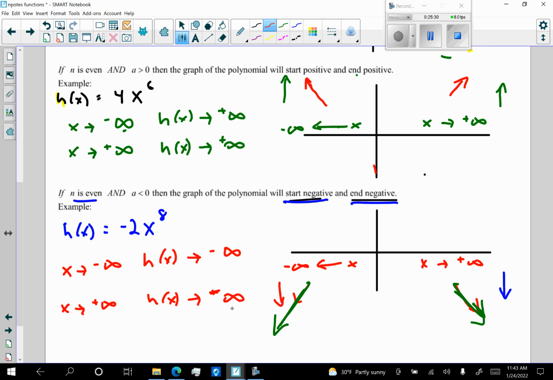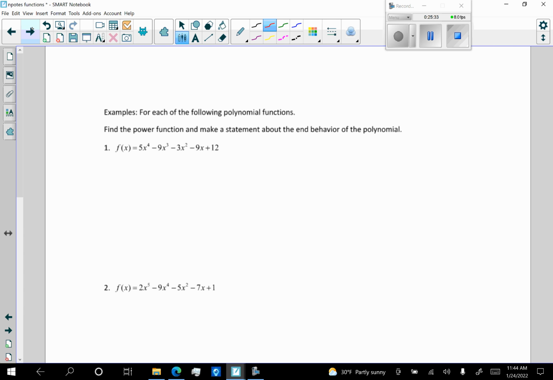Why is that important? It's important because we want to analyze the graph of polynomials. So if I look at this power function and make a statement, this is your assignment. Your assignment number 1 is going to look exactly like this. Don't make it difficult. For each of the following polynomial functions, find the power function and make a statement about the end behavior. Well, what's the power function of this guy right here? It's simply 5x to the 4th. Now I know that for that particular power function, a is equal to 5, which is greater than 0, and the degree is equal to 4, which is even.